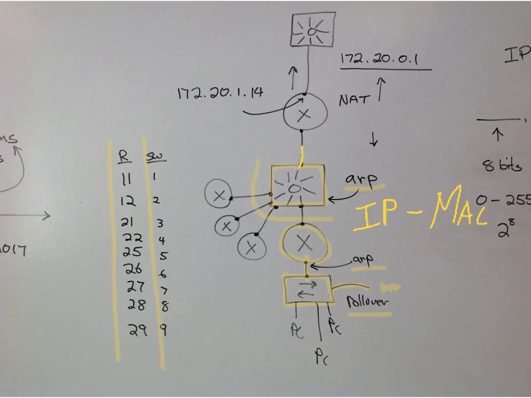Then we even talked about routing out to this router, doing NAT, converting it to the 172 network, and so forth, going out.